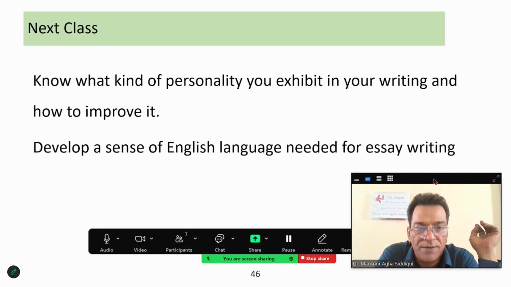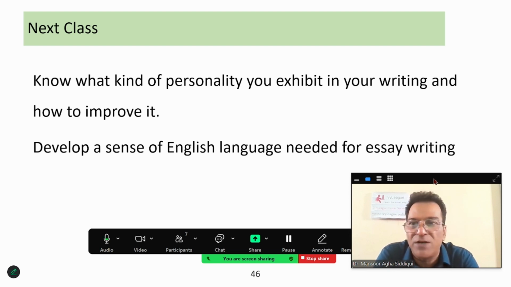Okay, let's stop wherever you are. I want you to take a photograph of whatever you've written. Based upon this, I will try to assess what kind of personality you exhibit in your writing. We'll study a little bit of that, the personality part, and then we develop a sense of English language required for essay writing. So these are the two areas on which we'll start working in the next class: your personality and developing a sense of English language. I want you to take a screenshot and send it to 8800, the number which you already have, or you can send it directly to me, whatever suits you. WhatsApp it.